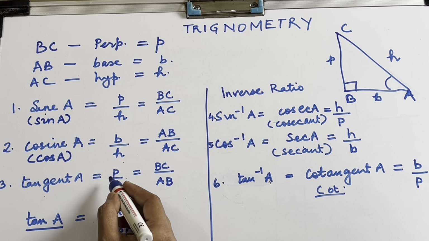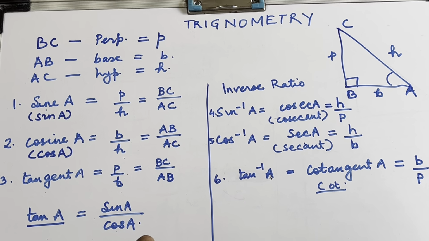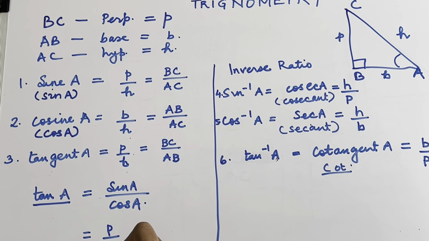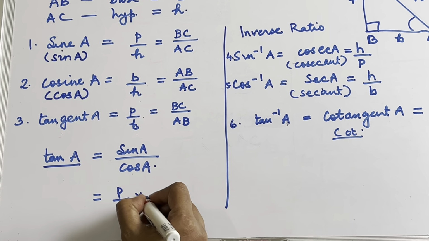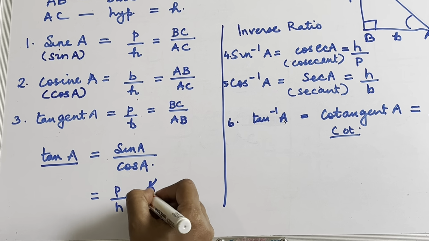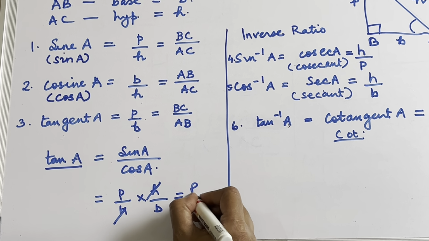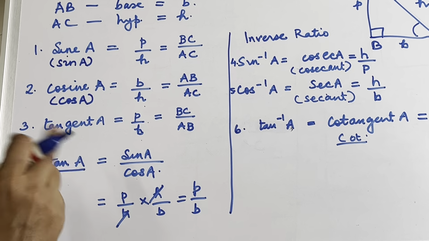If you want to know how we get P by B, I can show you a simple calculation. Sin A is P upon H divided by cos A, that is B upon H. H and H get cancelled, you get P by B. This is how it is calculated.